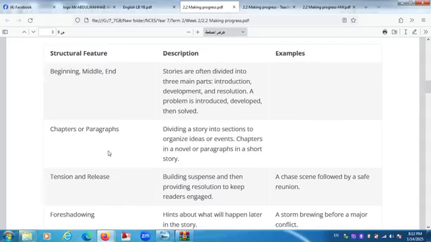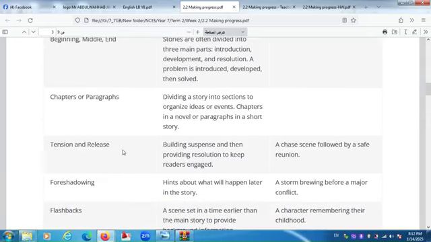I have a structural feature like tension and release, tension and suspense. Building suspense and then providing resolution in order to keep readers engaged. An example, a chase scene followed by a safe reunion. We can find this in detective stories, horror stories, any kind of attractive stories which are built on suspense.